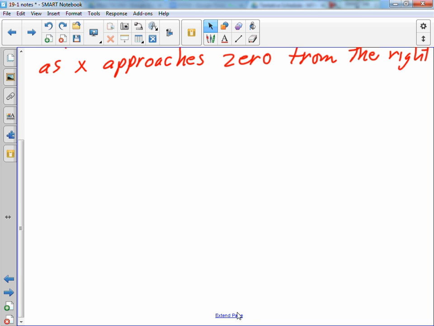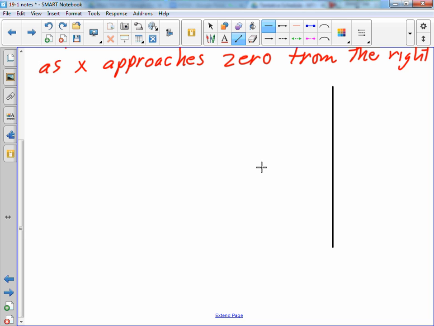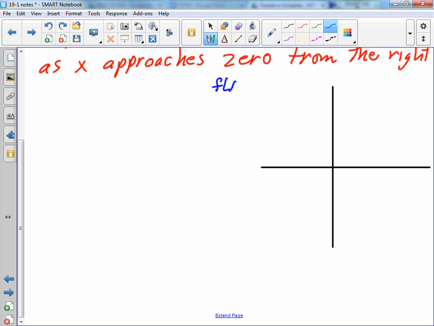So let's talk about this function then. We can have our good old xy coordinate plane, and f of x equals 1 over x. What does this function do when we graph it? What does it look like? It has asymptotes all over the place.